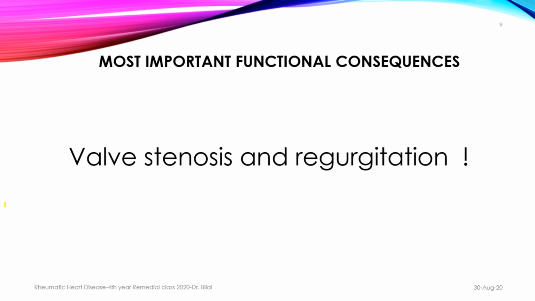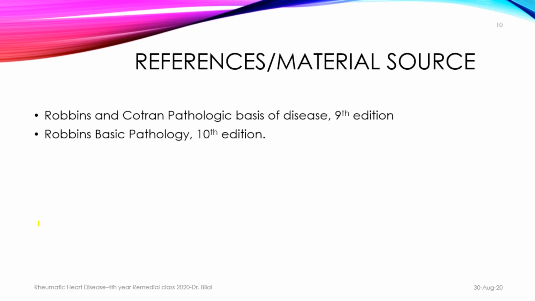Remember the most important functional consequences of mitral valve disease, because of what we've discussed: fusion of chordae tendineae, calcification, narrowing, etc. If somebody asks you what are the two most important functional consequences of this disease, these are stenosis and regurgitation of the valves, in particular the mitral valve.